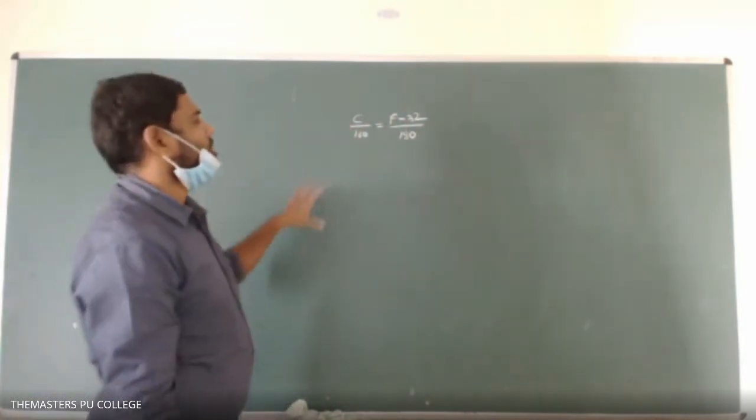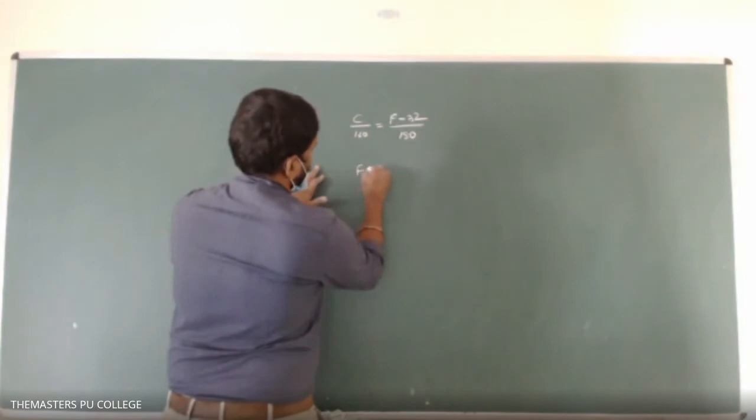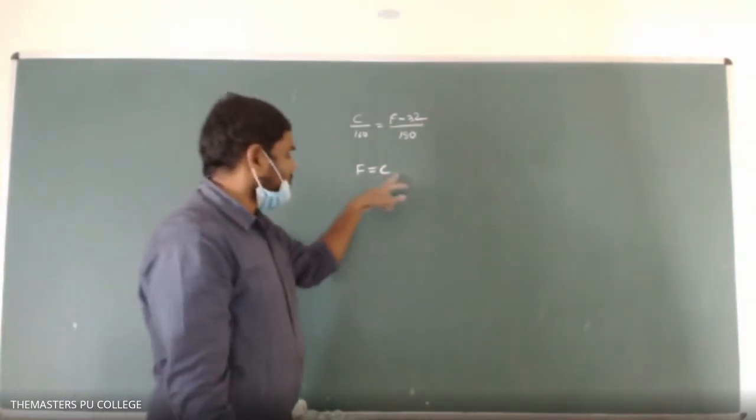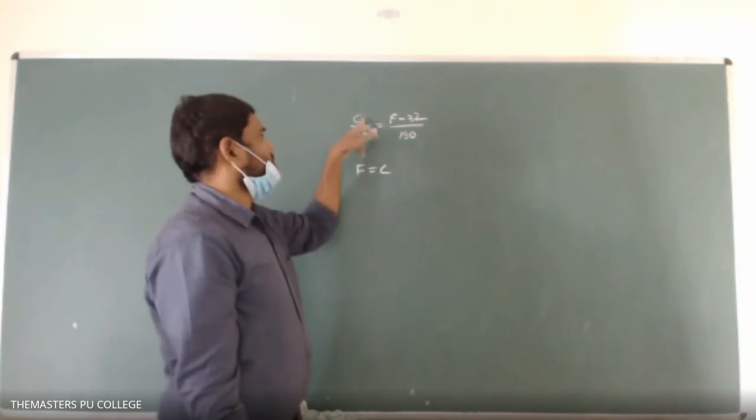So here this value F is equal to C. They told that the reading on Fahrenheit scale is equal to the reading on Celsius scale, or both the scales read the same value. Sir, because minus 40 is the reading in degrees Celsius.